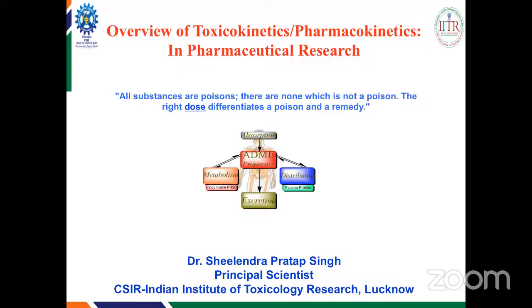Understanding the kinetics is important because, as you know, all substances are poison in a true sense. It is the dose which differentiates poison and remedy. Even if we take any drug molecule in excess, it can produce toxicity. So it is the dose, but how we select that dose depends on two fundamental parameters: toxicokinetics, or pharmacokinetics, and pharmacodynamics, or toxicodynamics. I will use this terminology interchangeably. It is similar in principle, but the effect we are seeing makes them different in terms of interpretation.